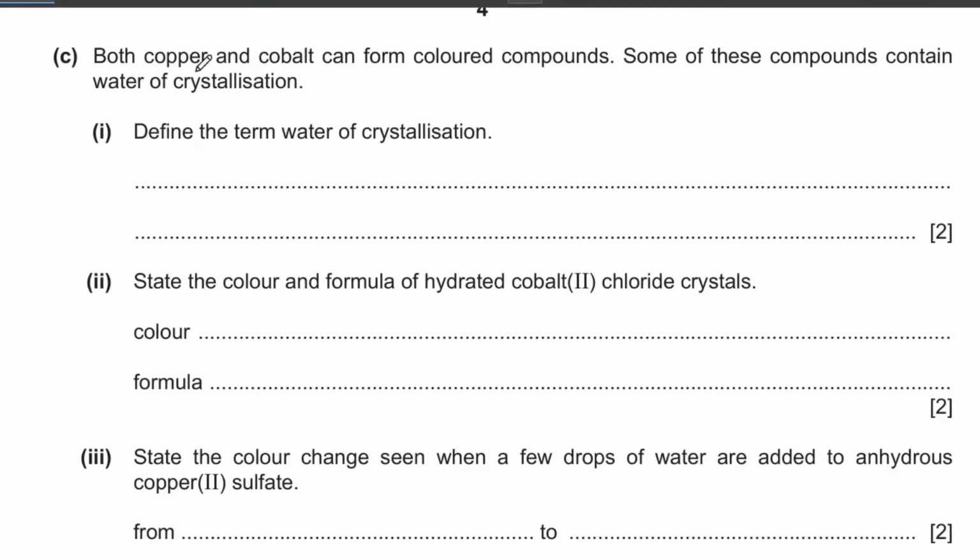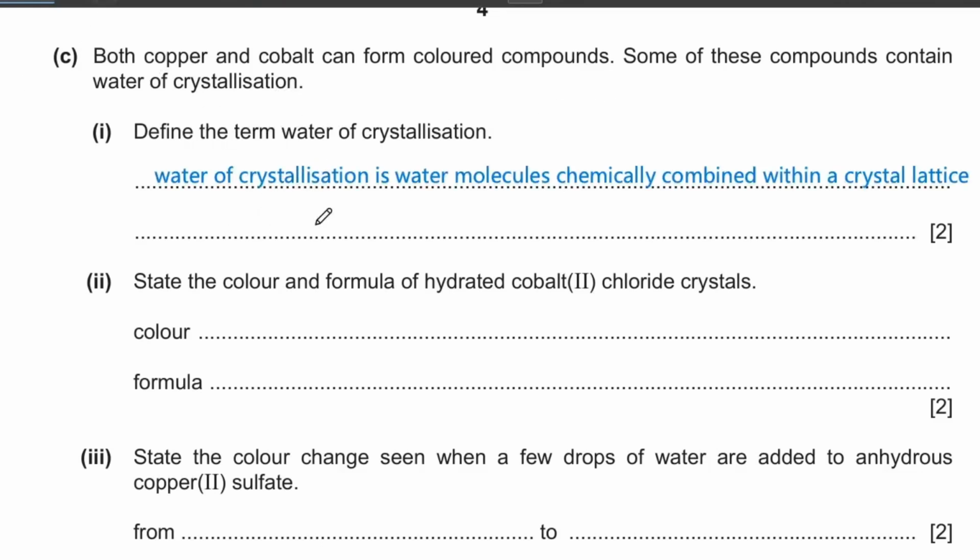Next question. Both copper and cobalt can form colored compounds. Some of these compounds contain water of crystallization. Define the term water of crystallization. So water of crystallization is water molecules chemically combined within a crystal lattice. So you have hydrated copper 2 sulfate, hydrated cobalt 2 chloride. That means they contain water molecules. So we call that water of crystallization.